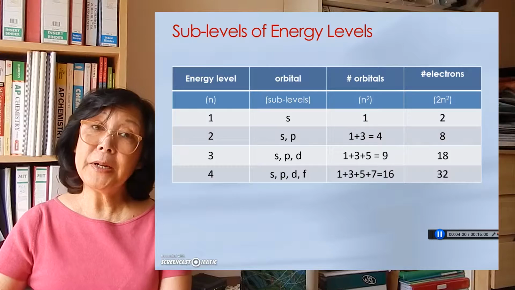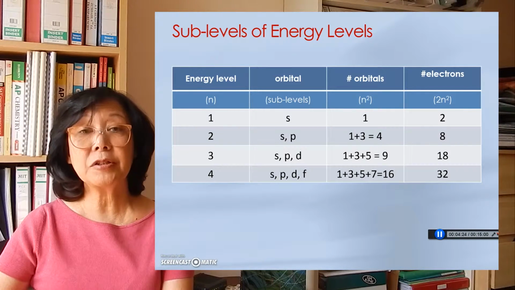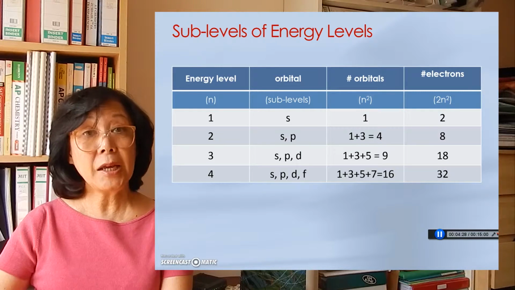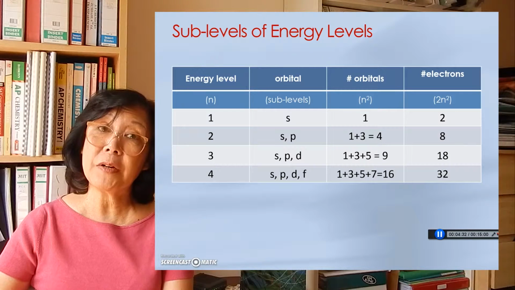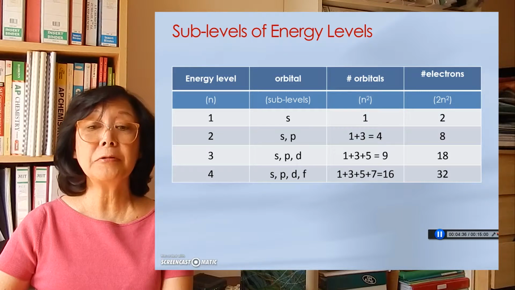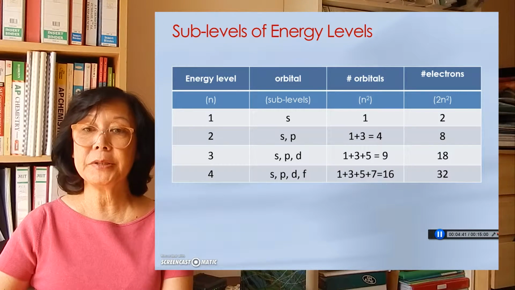When we go to the third energy level, we are introducing the d orbitals with 5 orientations. So altogether now there are 9 orbitals, housing 18 electrons maximum. And lastly, with the fourth energy level, we are adding the f orbitals with 7 orientations, altogether 16 orbitals, housing 32 electrons.